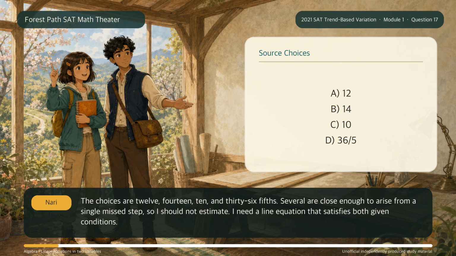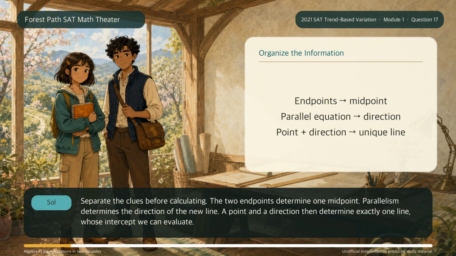Several are close enough to arise from a single misstep, so I should not estimate. I need a line equation that satisfies both given conditions. Separate the clues before calculating. The two endpoints determine one midpoint. Parallelism determines the direction of the new line. A point and a direction then determine exactly one line, whose intercept we can evaluate.